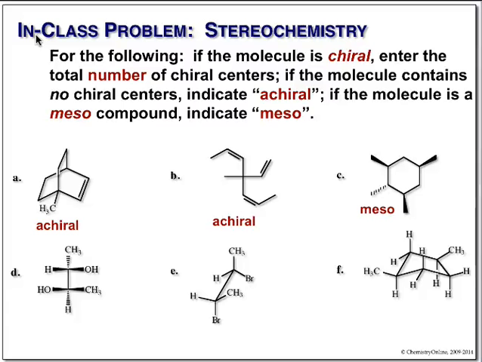Now this next guy is a little more challenging. It does have chiral centers, 1 and 2. So, we either put the number 2 or it's meso, right? Let's test whether this is meso simply by doing R and S on each of these centers, okay?